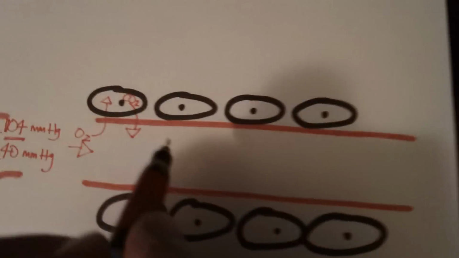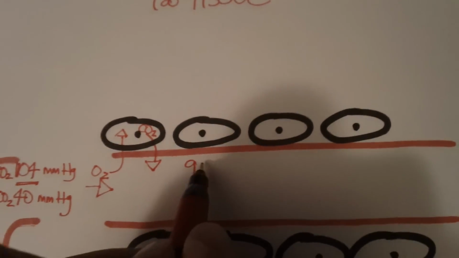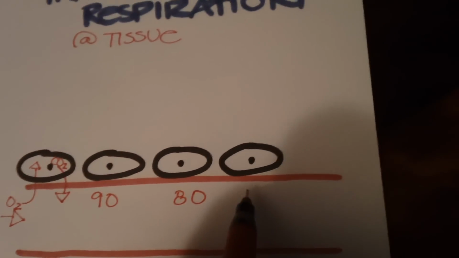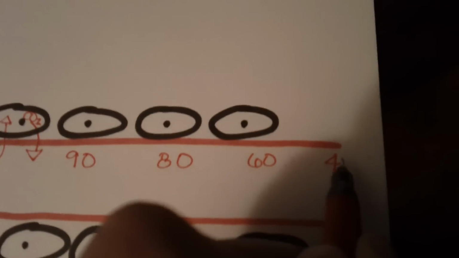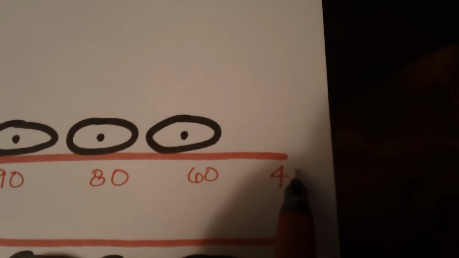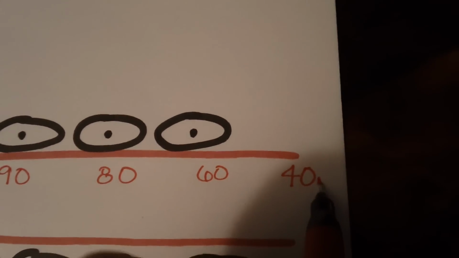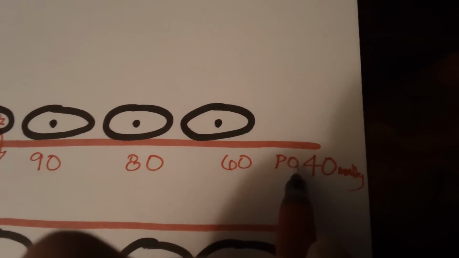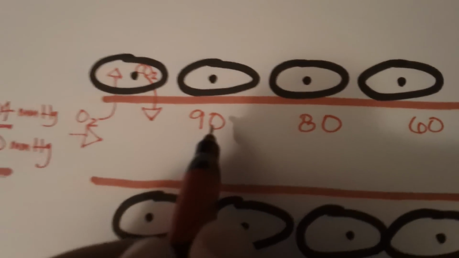So as we move through here, it makes sense that our oxygen numbers are going to go down. Let's just kind of work backwards: 90, 80, 60, and ultimately, when it's time to go back to the lungs again and we've used and offloaded all of our oxygen, at the end we're going to be back to 40 millimeters of mercury of the partial pressure of oxygen. Okay, so we just spoke about oxygen.